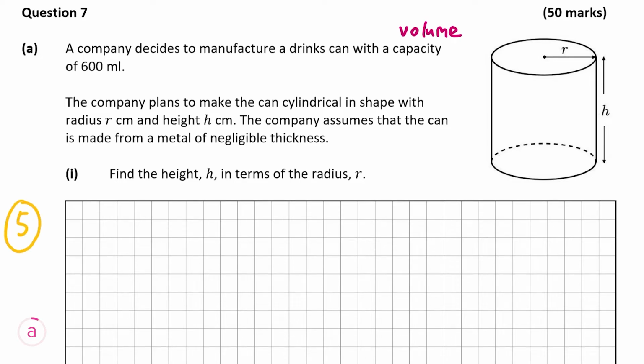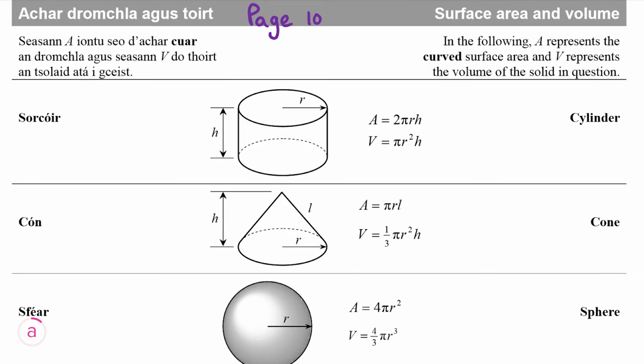So it wants us to find the height h in terms of the radius r. So basically it's going to be h equal to everything else. So we know that the can is in the shape of a cylinder and it has volume of 600 millilitres. So now we're going to use the formula for the volume of a cylinder to help us write the height in terms of the radius. So the formula for the volume of a cylinder is on page 10 of the formula and tables book, and it's the second formula down. So v is equal to pi r squared h. So we're going to use this now to write h in terms of r.